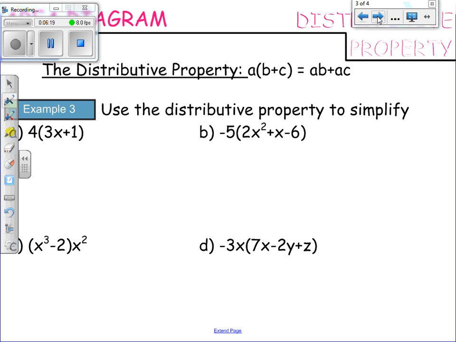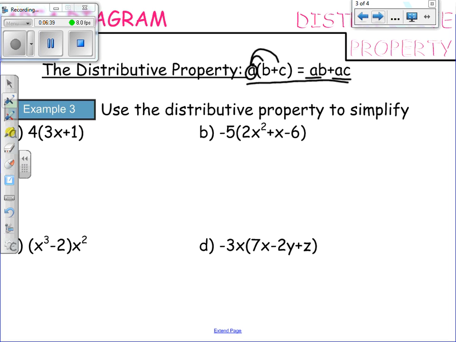You see up here we have our little property. It's an example using variables. You're going to take whatever's on the outside, your coefficient, and you're going to multiply it in to get a times b and a times c. So let's jump right into an example to show you what I mean.